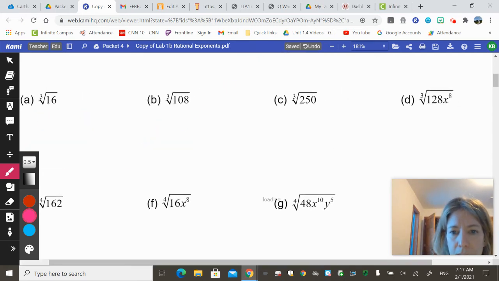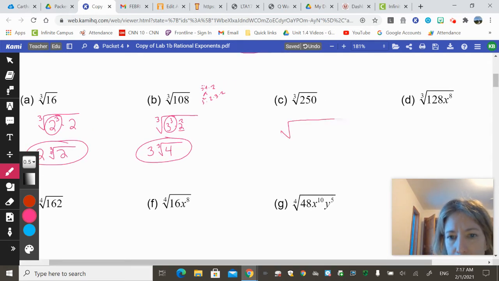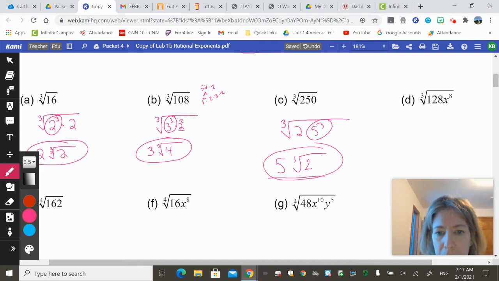All right, next one, cubed root of 250. Well, I know 125 is 5 to the third. So 5 to the third times 2. So I can take this guy out and I get 5 times the cubed root of 2. And again, you can check all these on your calculator. If you type in 5 times the cubed root of 2 and you type in the cubed root of 250, it should come out to be equivalent values, the equivalent decimals. All right, so this is our first one with a variable under the cubed root.